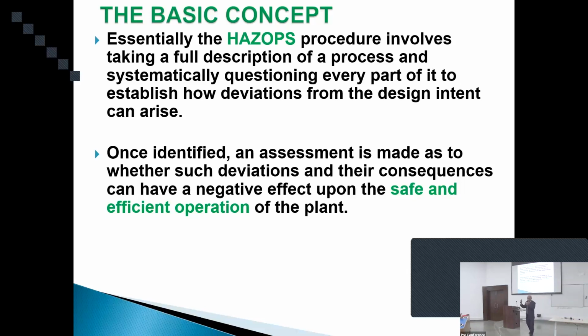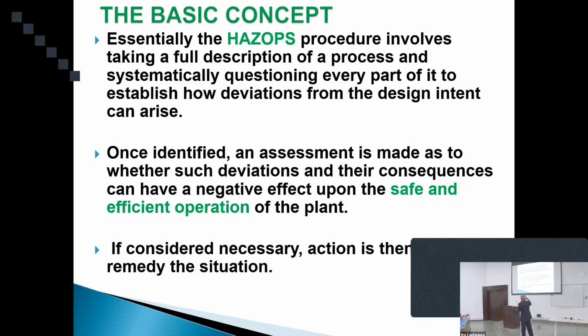If the evaluation tells you there is going to be a high pressure, whether there can be a leak or the vessel can rupture, because they're all designed as per the codes, API codes, ASME codes, but still the vessel can rupture. So these are the things which are all done by the team, and then they come to a conclusion. If considered necessary, action is then taken to remedy the situation.